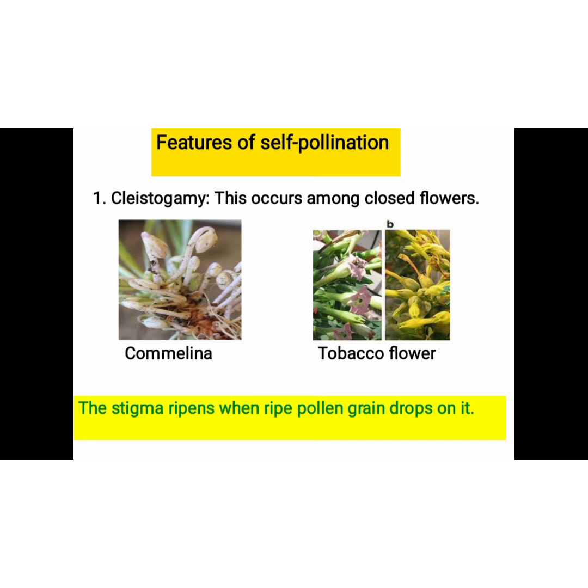So in cleistogamous flowers, the stigma ripens when ripe pollen grains drop on it, which means it is the ripe pollen grain that quickens the ripening or the maturity of the stigma.